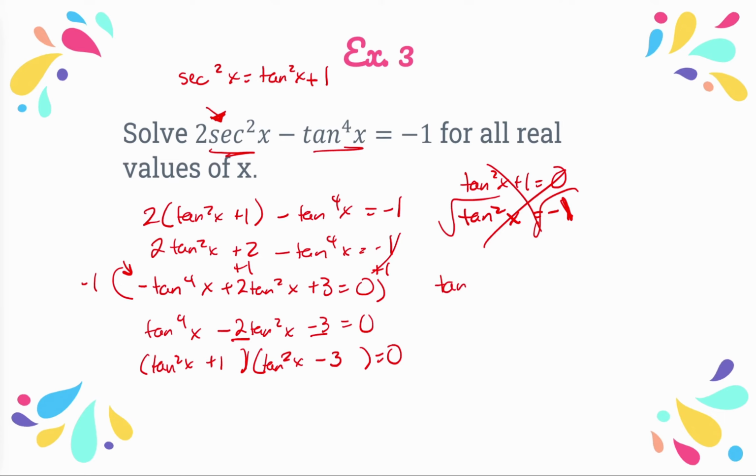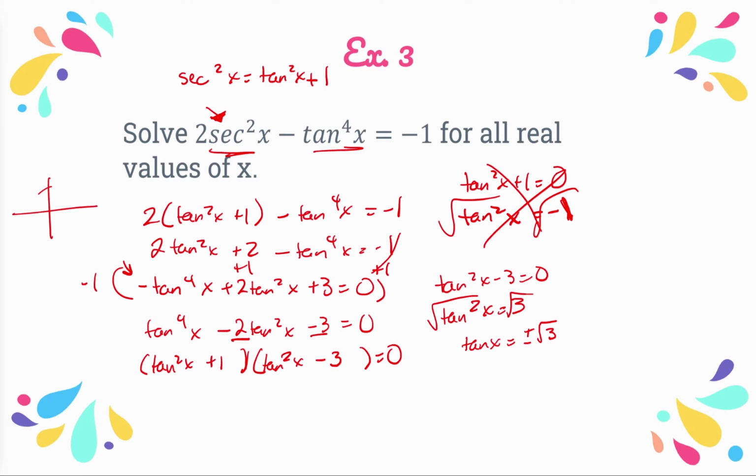But the other one, tangent squared x minus 3, means that tangent squared x equals 3, and we square root both sides. Tangent x equals plus or minus the square root of 3, right? The negative square root of 3 squared will also get you a tangent squared equal to 3.